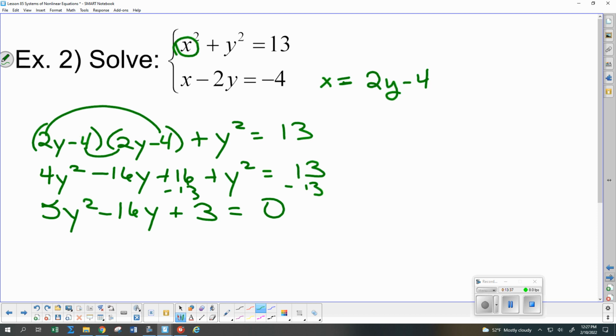Do we know 2 integers that multiply to be positive 15? The 5 times the 3 is positive 15, and add to be negative 16. Can anybody come up with 2 numbers that multiply to be positive 15 and add up to negative 16? Jack? I don't think they multiply to be negative 15. I need 2 numbers that multiply to be 15 and add to be negative 16.